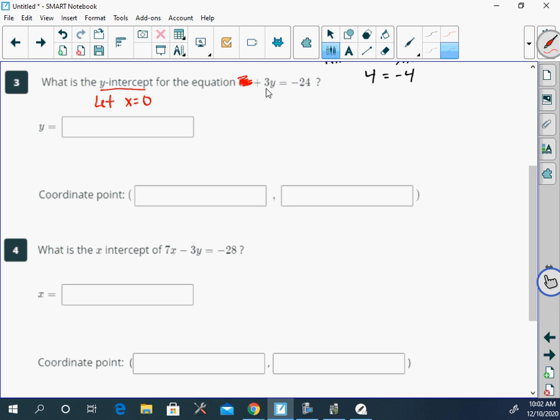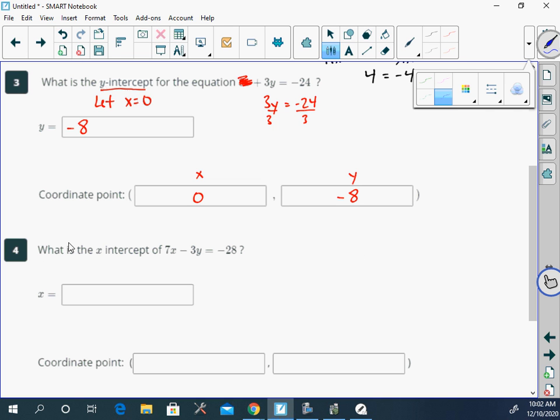So all I see then is this, 3y equals negative 24. And when I see that, I go, okay, how do I get y by itself? I divide by 3 on both sides. And if I divide by 3, negative 24 divided by 3 gives me negative 8. So the coordinate, our x was 0. Remember, your coordinate always goes x comma y. So our x was 0, and then our y would be negative 8.